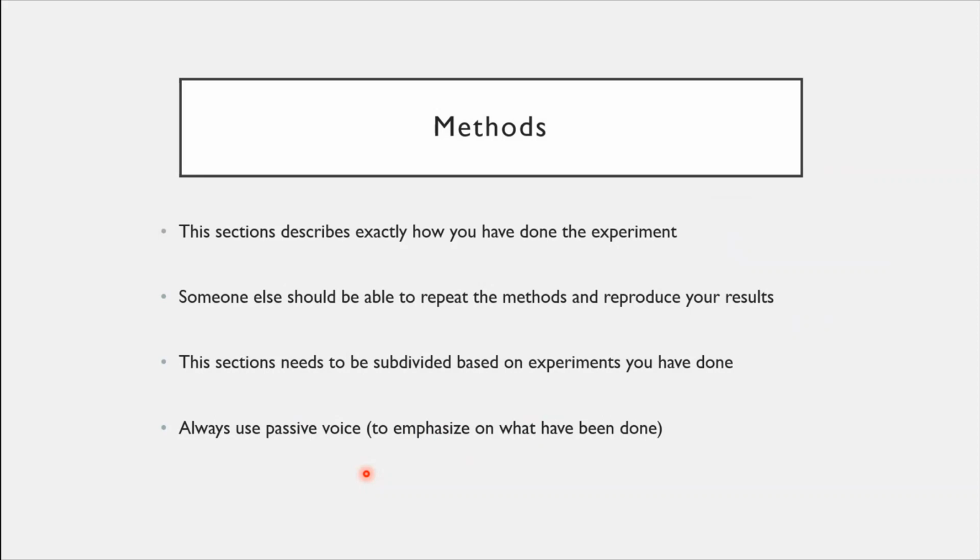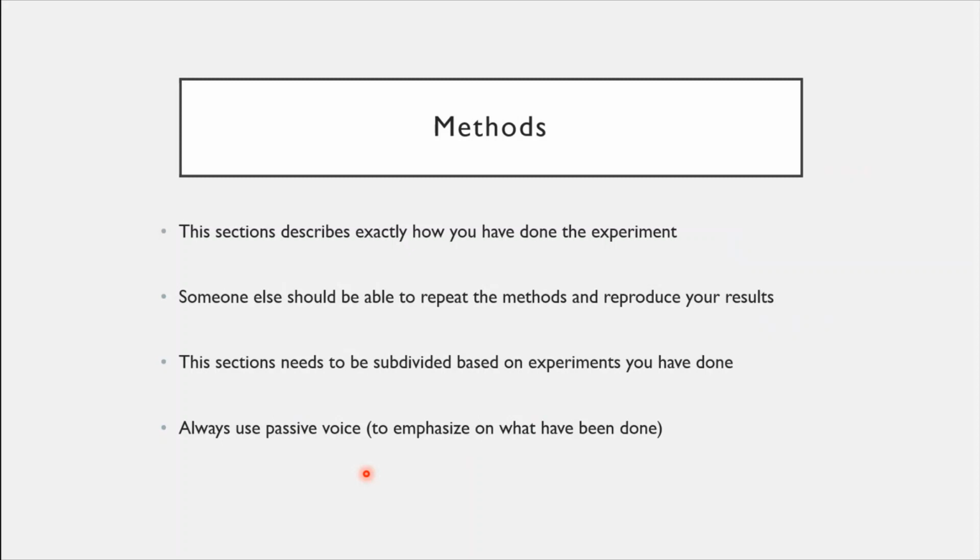So now let's go to the methods section. For example, when you're writing your research thesis, this section describes exactly how you have done the experiment. Keep in mind when writing this section that someone else should be able to read your methods explanation and be able to repeat these experiments and reproduce the same results. So as you're writing your methods, keep that in mind.